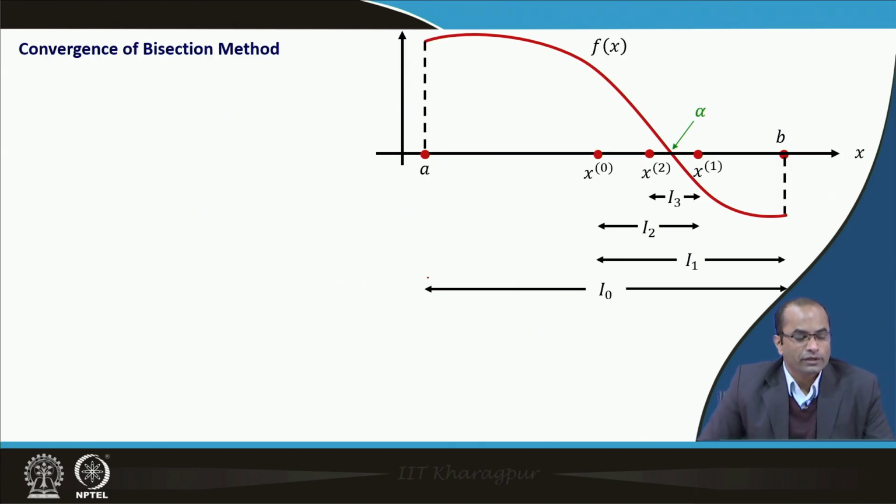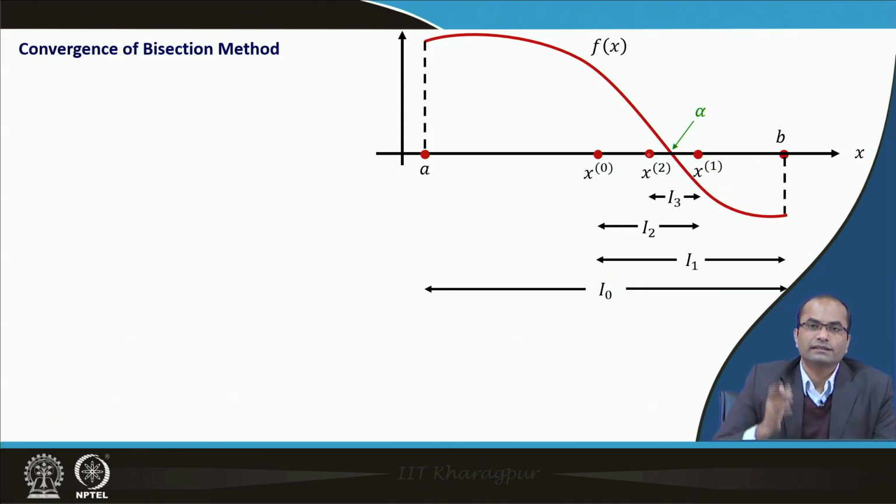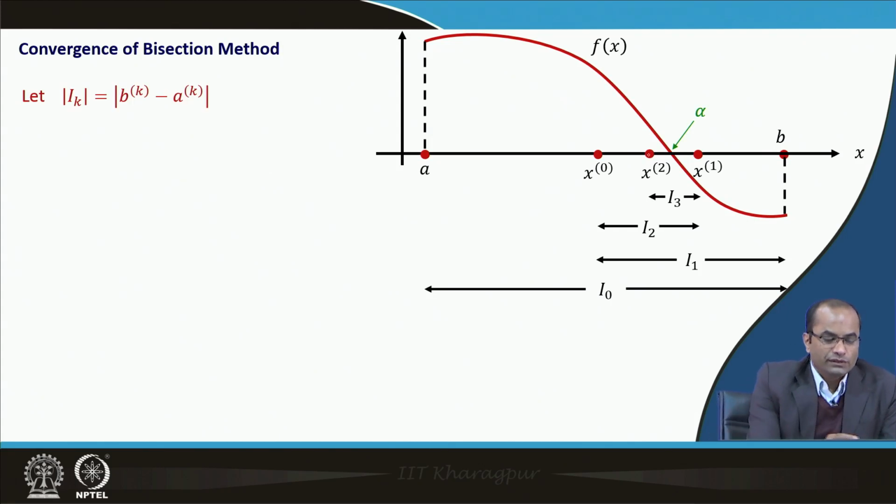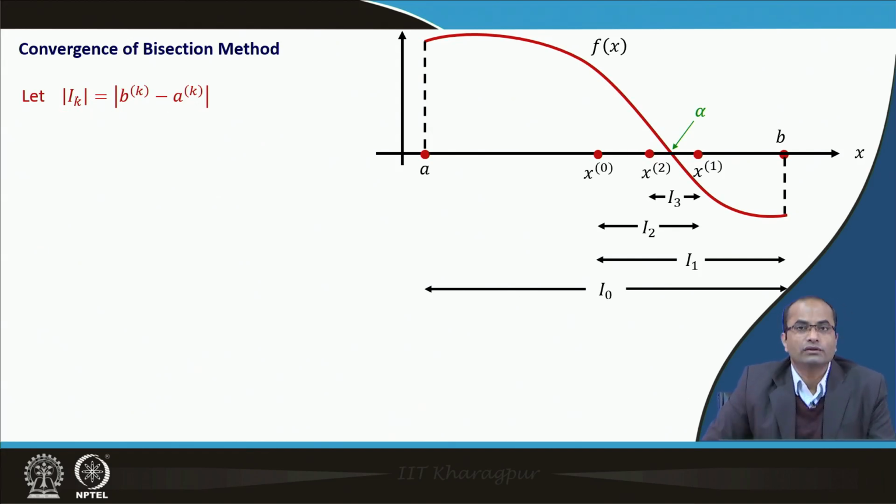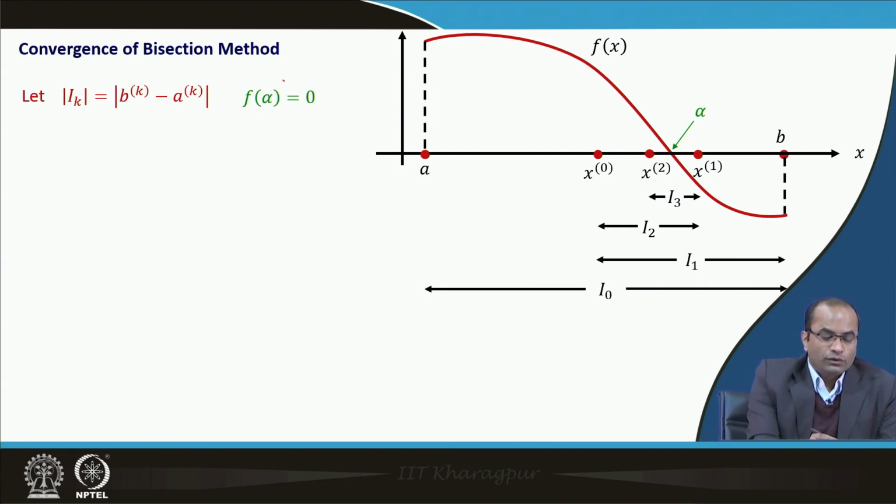Well, talking about the convergence of the bisection method, the beauty of this method is that it always converges, which we can see mathematically, though geometrically it is clear that it will converge because we are always bisecting the interval into two parts and narrowing it down. So, certainly it will go to the actual value as k approaches infinity. We denote the length of this interval by I k, which is the absolute value of b k minus a k, and we know that f alpha is 0.